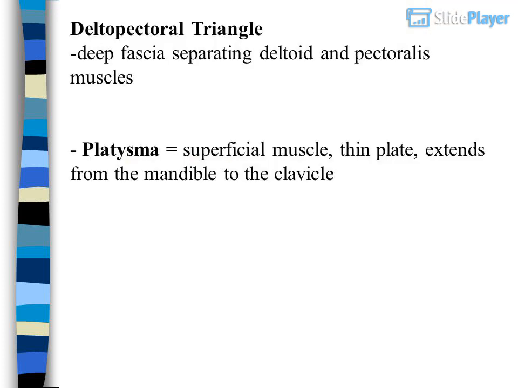Deltopectoral triangle: deep fascia separating deltoid and pectoralis muscles. Platysma is a superficial muscle, a thin plate, extending from the mandible to the clavicle.